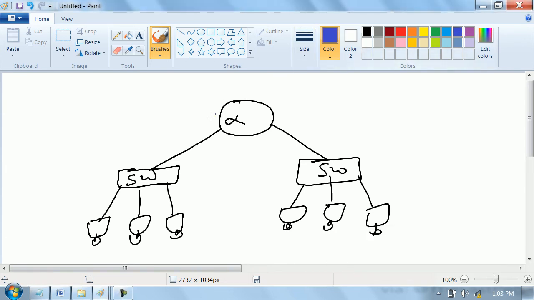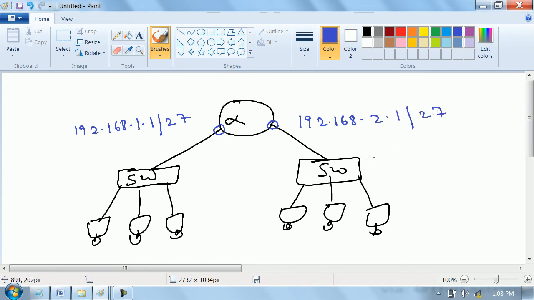Now, I assign an IP address on this interface of the router as 192.168.1.1/24. Fine. Agree? On this interface as 192.168.2.1/24. To this user as 192.168.1.5. Any problem, any issue? On these users the default gateway will be 192.168.1.1 on this user, and on this user 192.168.2.1.